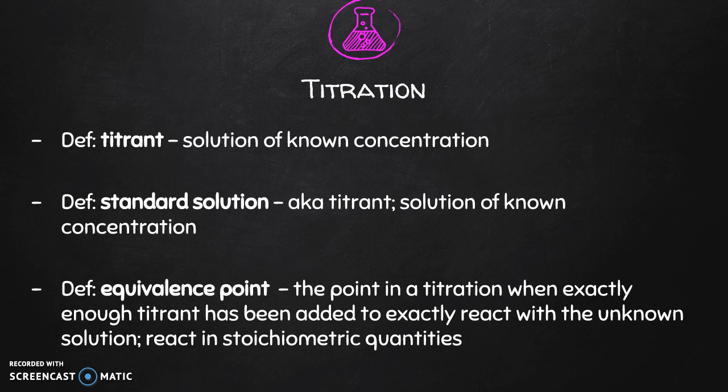Equivalence point is the point in a titration when exactly enough titrant has been added to exactly react with the unknown solution. In other words, it's the point at which the two reactants, usually acids and bases, have reacted in stoichiometric quantities. I say usually acids and bases because acid-base titrations are what you're probably familiar with already, although titrations can be used for reactions called redox reactions, and it's the same purpose. You still use a known solution to find something out, usually concentration, about an unknown solution.